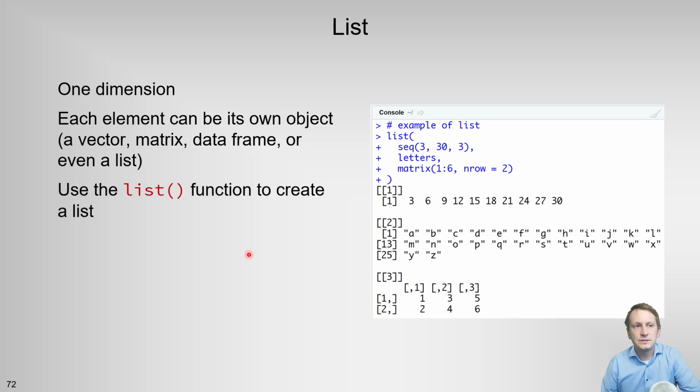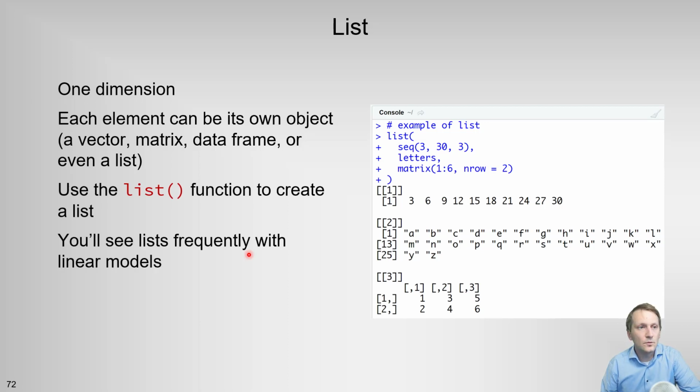And so the list function can be used to create a list, and you'll see it frequently used with models. Because if you think about a regression model, there's a lot of different things you would want to save about a regression model, and they all have different dimensions. So maybe a vector of the residuals, maybe some summary statistics, maybe the fit statistics, and they all have different dimensions and different types. So it's again very versatile. It's also a versatile thing if you want to pass information and settings and data to a function.